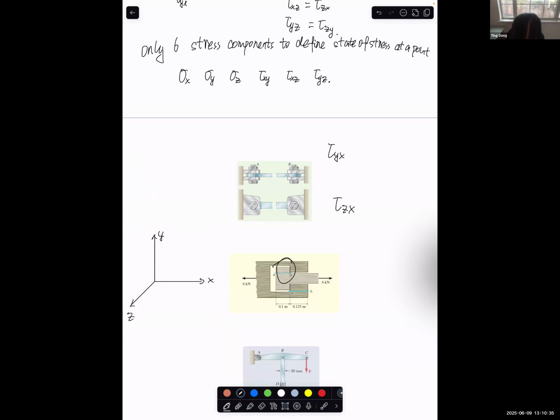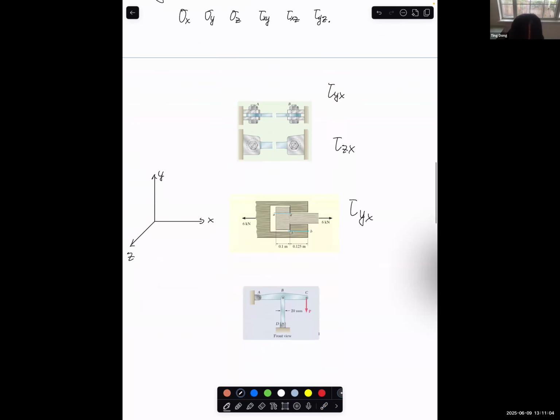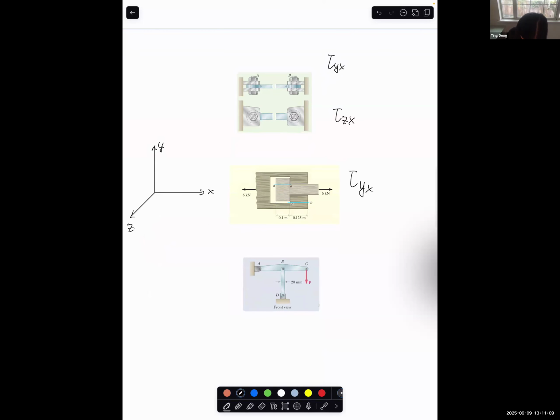How about this one? We talked about in the first chapter that there is a shear stress generated on this AA plane. Yes, thank you. On this AA plane, this is the Y plane because it's facing the Y direction, and the shear stress, of course, is in the X direction. So it's tau YX. Now, the last one, and we are done.